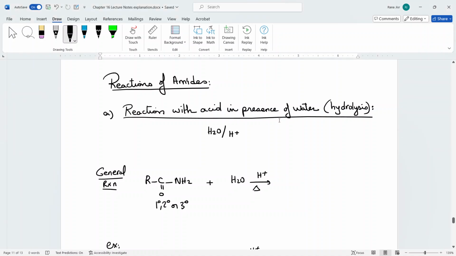For amide reactions, we are going to limit the reactions to hydrolysis. And hydrolysis can happen either in presence of an acid or in presence of a base. So water is there, but it depends. What's your medium? Is it an acid or is it a base? Okay, so water is going to be there in the reaction. So you have here water in the reaction.